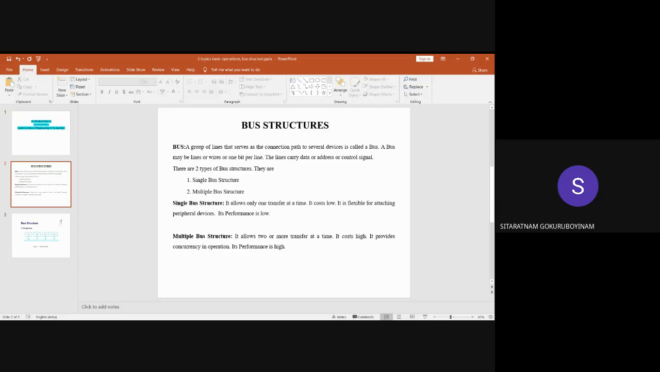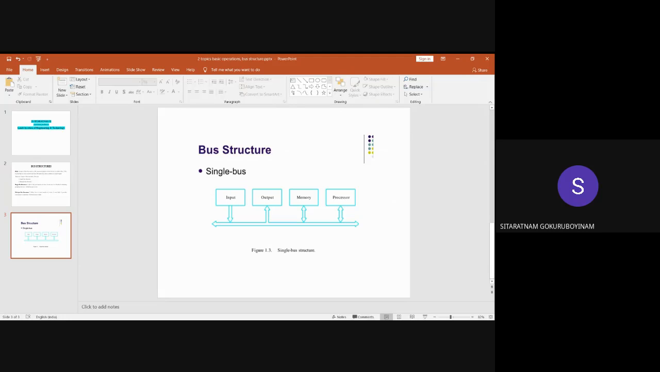There are two types of bus structures available: single bus structure and multiple bus structure. What is the advantage of the single bus structure, and what is the advantage of the multiple bus structure? We will see now. First of all, this is the single bus structure.